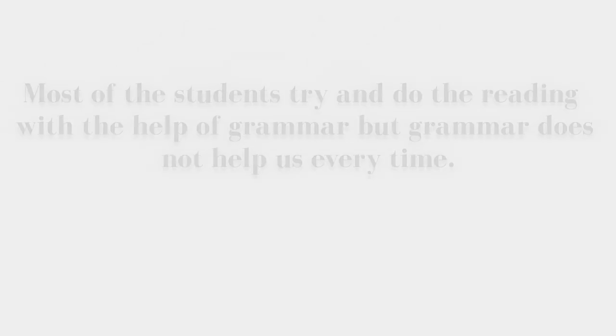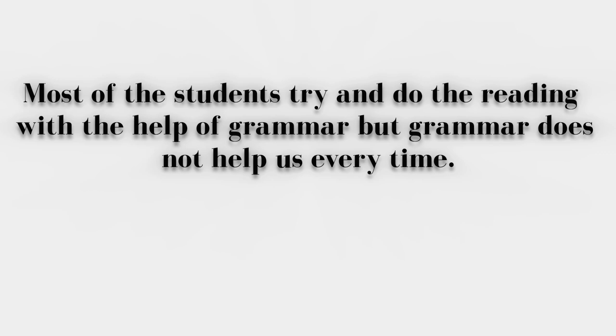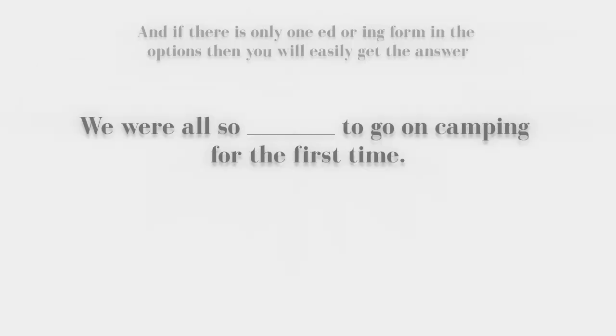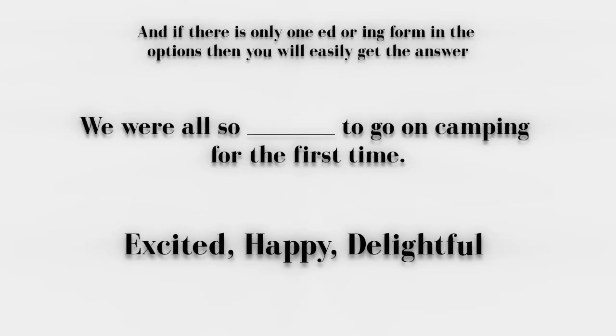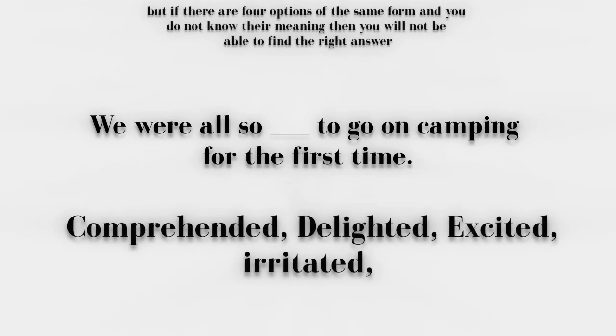Now let's start. Most of the students try to do the reading with the help of grammar, but grammar does not help us every time. For example, in a paragraph, in the first blank you will know with the help of grammar whether the form will be ed or ing or something else. And if there is only one ed or ing form in the options, then you will easily get the answer. But if there are 4 options of the same form and you do not know their meaning, then you will not be able to find the right answer.